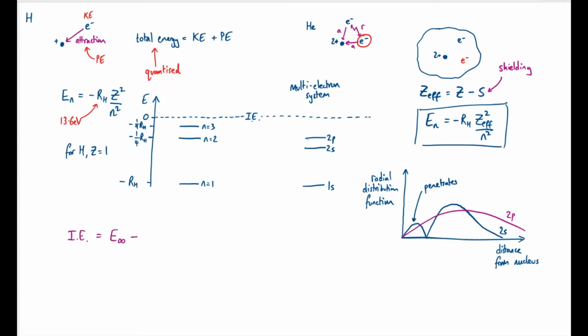Take away whichever energy level we happen to be in. So let's call it EJ. I know by definition that the energy at n tends to infinity is equal to 0. So take away minus the Rydberg constant times Z effective for the multi-electron systems divided by J squared. So this is just equal to the Rydberg constant times Z effective squared, divided by J squared, where J is the principal quantum number of the orbital that we're removing an electron from.